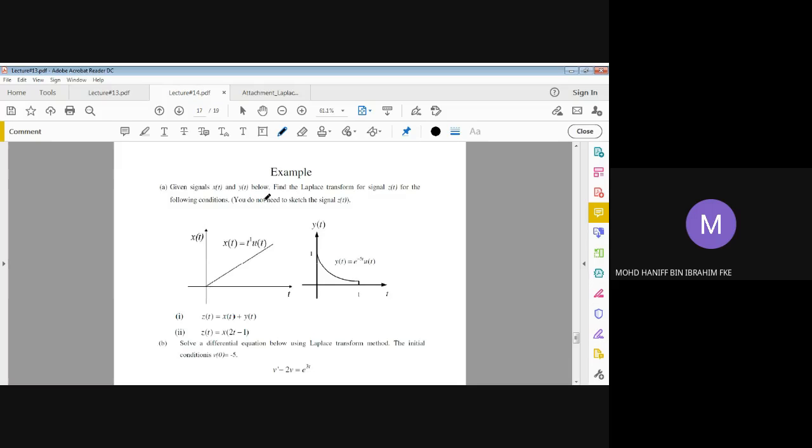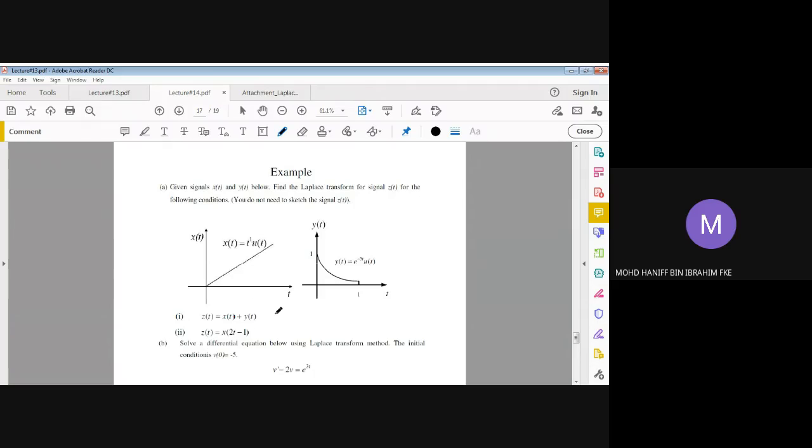So we have this example, two signals given, where we have the xt and the yt. xt is given to be t of ut, while the yt is exponential negative 5t of ut, right? You need to find the zt, in which zt is xt plus yt for the first question, and for the second question, zt is x2t minus 1. So for the second case, it is the xt which experiences a time transformation. Okay, so let us proceed one by one.